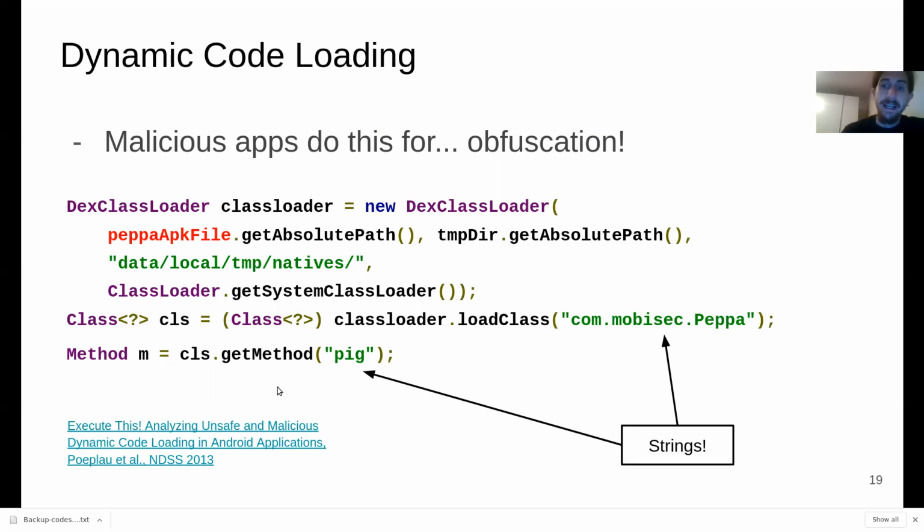Okay, and again, nobody forces the attacker or the bad guy to keep the string in clear. Because if I show you this, you can tell me, yeah, okay, this guy is calling pig on top of com MOBISEC Peppa object. But of course, it's a string, so it could be obfuscated, encoded in some way, downloaded again from the network, and so forth. Okay, so again, there is another venue for the bad guy to confuse you.